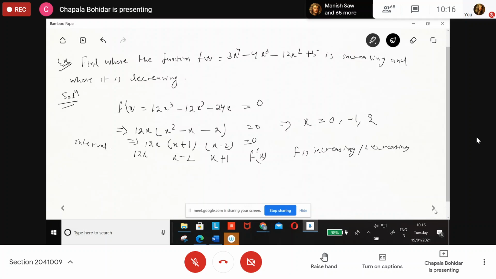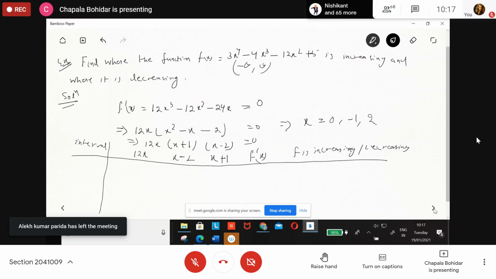Clear? Prepare a table by writing this way. Then we write down the interval. My domain is minus infinity to plus infinity. The domain here is minus infinity to plus infinity. The domain of this function, and of this one also, is minus infinity to plus infinity. So what do we write down for our interval?